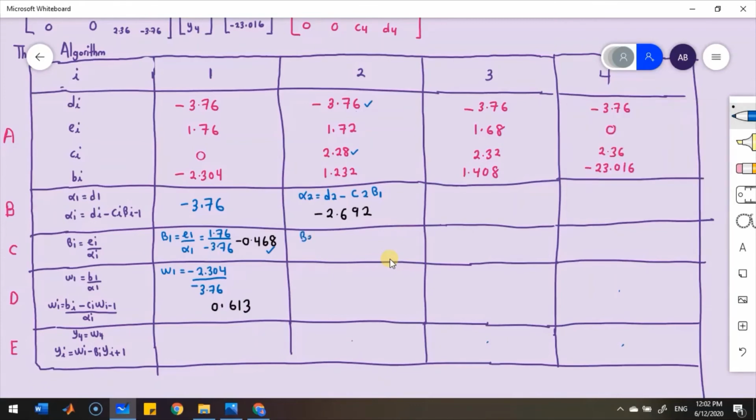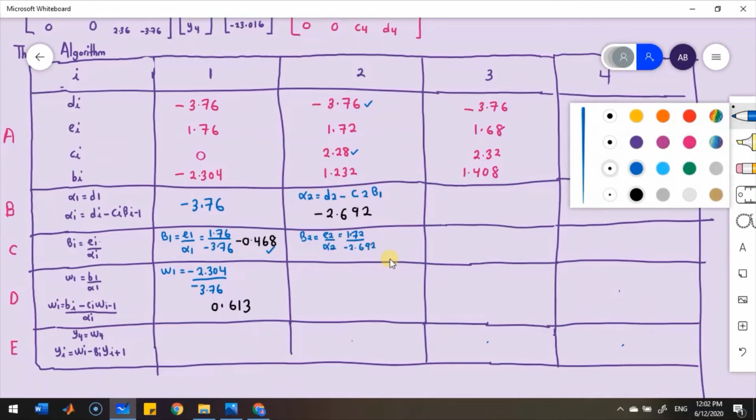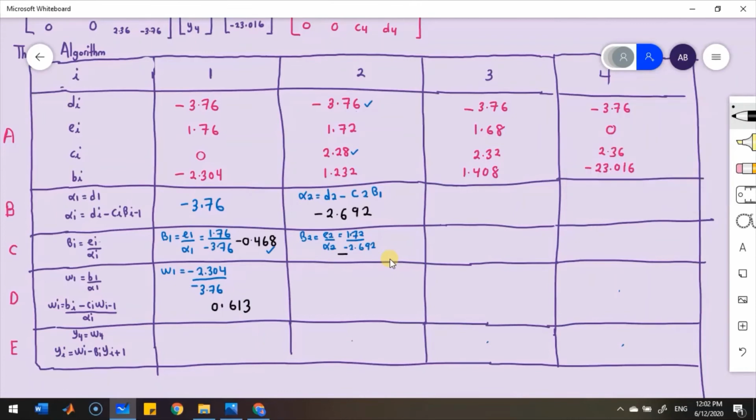Then move on to beta 2. Beta 2 now will be E2 over alpha 2. What is E2? E2 is 1.72 over the alpha 2 that you obtained, negative 2.692. So that will give you negative 0.639.